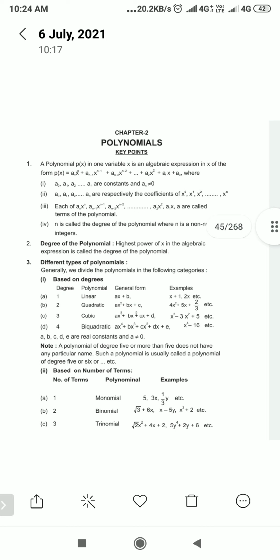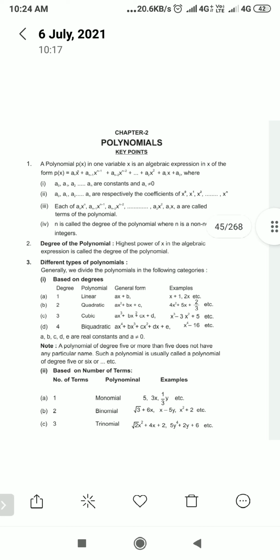It will change from linear to constant, or it may change from quadratic to linear, because the highest power term becomes 0, since any number multiplied by 0 is 0 only. If you have ax square plus bx plus c and you substitute a as 0, then 0 into x square will become 0 only. So you will be left with bx plus c, and therefore your quadratic polynomial converts into a linear polynomial.